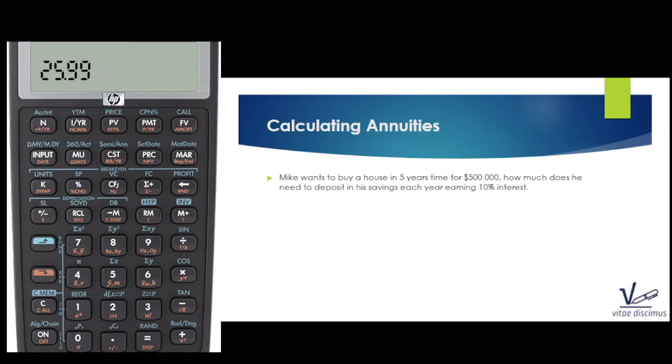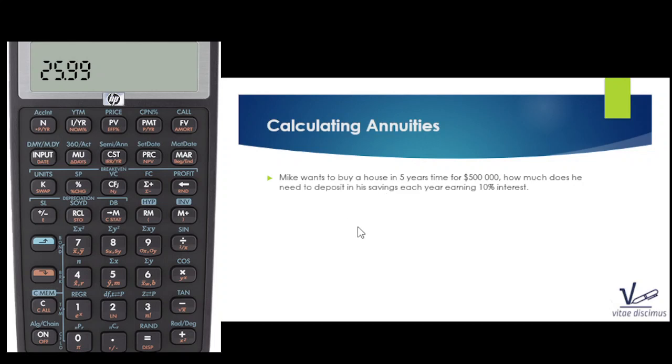You want to buy a house, like in our example here. Mike wants to buy a house in 5 years' time, which is going to be worth 500,000 at that time, and now he wants to know how much he should be depositing in terms of savings each year at an interest rate of 10%, so that the money can grow to be 500,000 in 5 years' time, so that he can buy his desired asset.